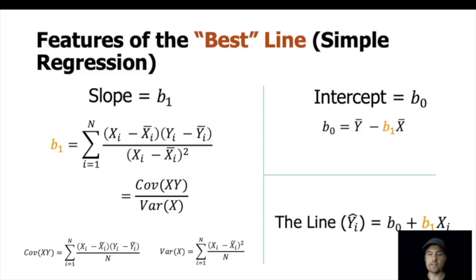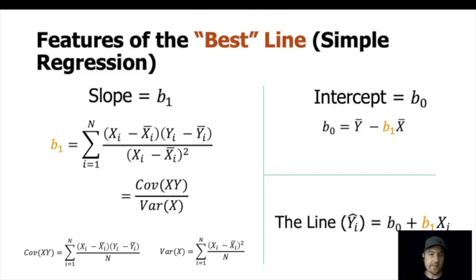Covariance is just a fancy word for saying, do they move together? If x goes up, does y tend to go up? If x goes down, does y tend to go down? Or conversely, when x goes up, does y tend to go down? And then when x goes down, does y tend to go up? Both of those would be a covariance. They're covariant, they go together.